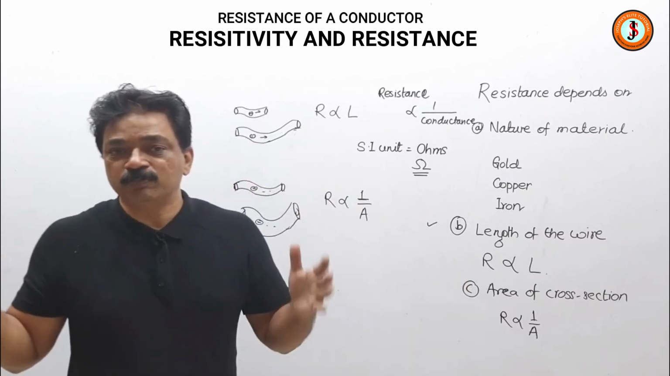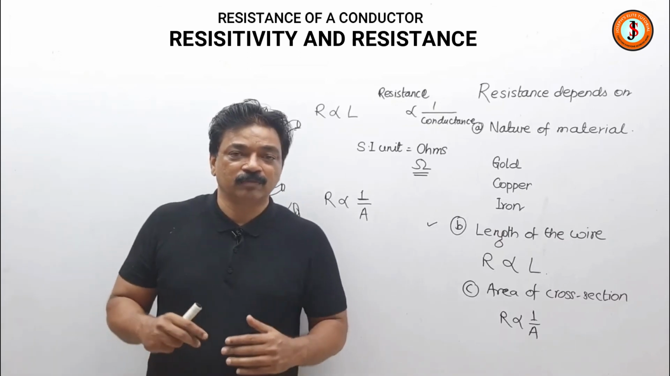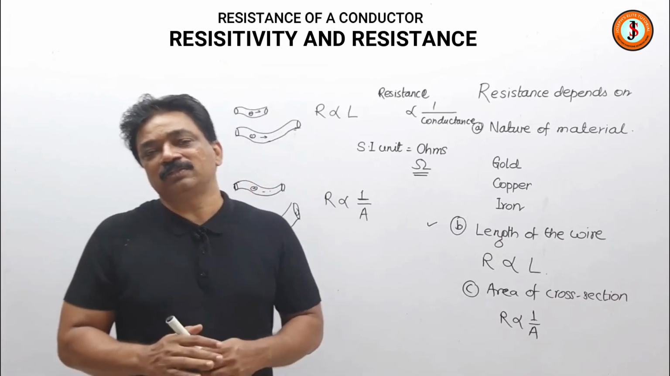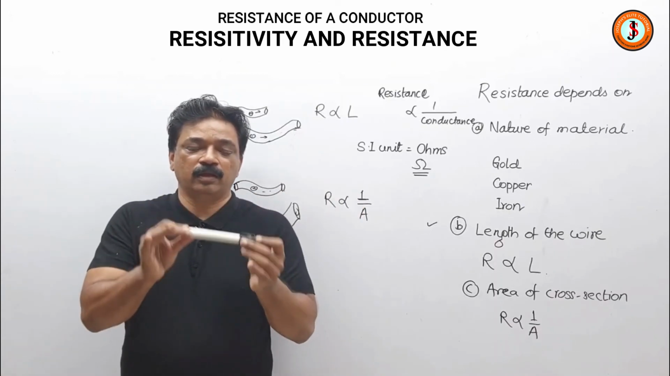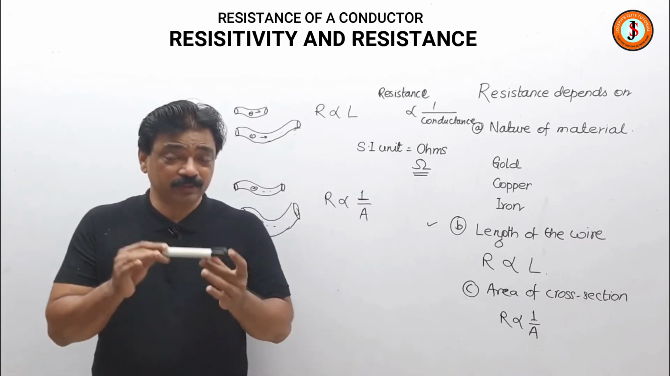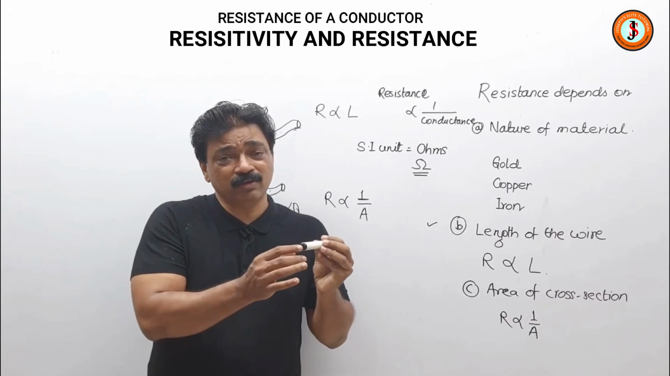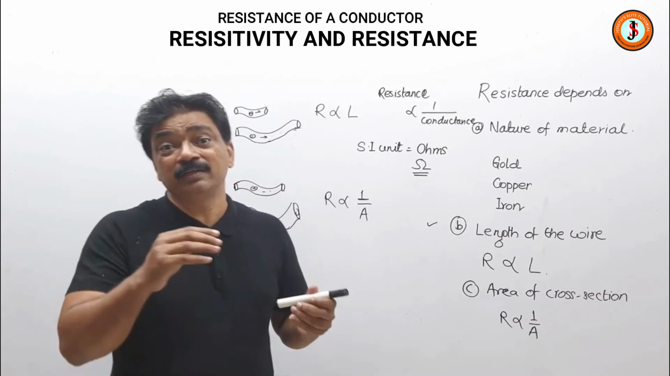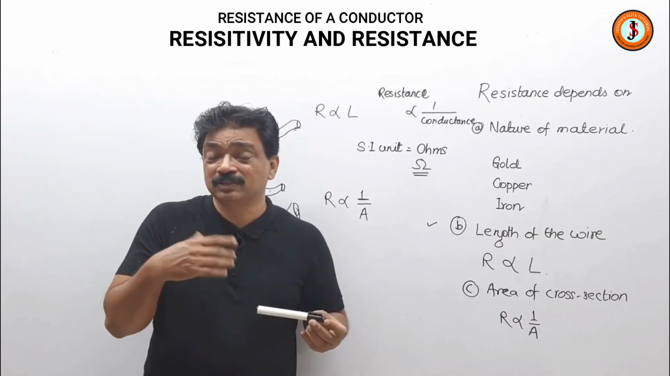Conversely, if you keep two wires of the same length and change their thickness, suppose the resistance of this wire is 4 ohms. Now you make the area of cross section half, then the resistance will increase. For the same length of wire, the resistance will increase.